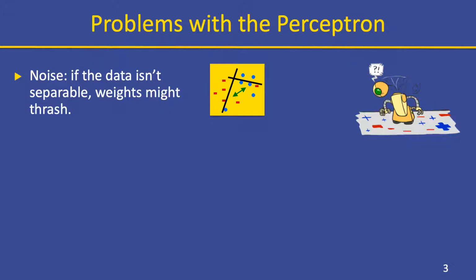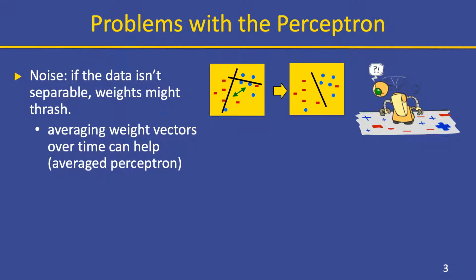The perceptron works really well, except when the data is not separable. When we have noise in the data, we keep updating the weight vectors. We keep moving our boundary back and forth. One solution to this problem is to average the weight vectors over time. This generally improves the performance.